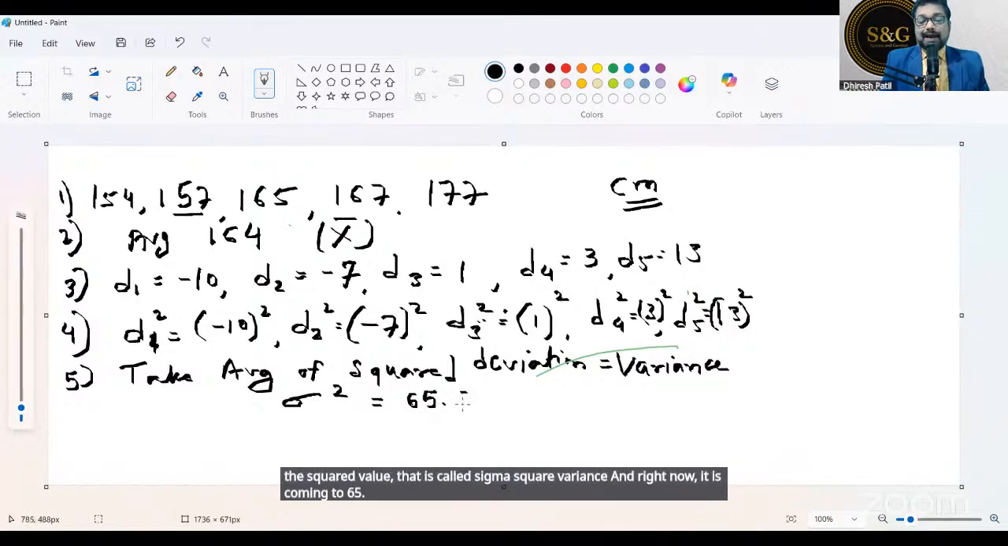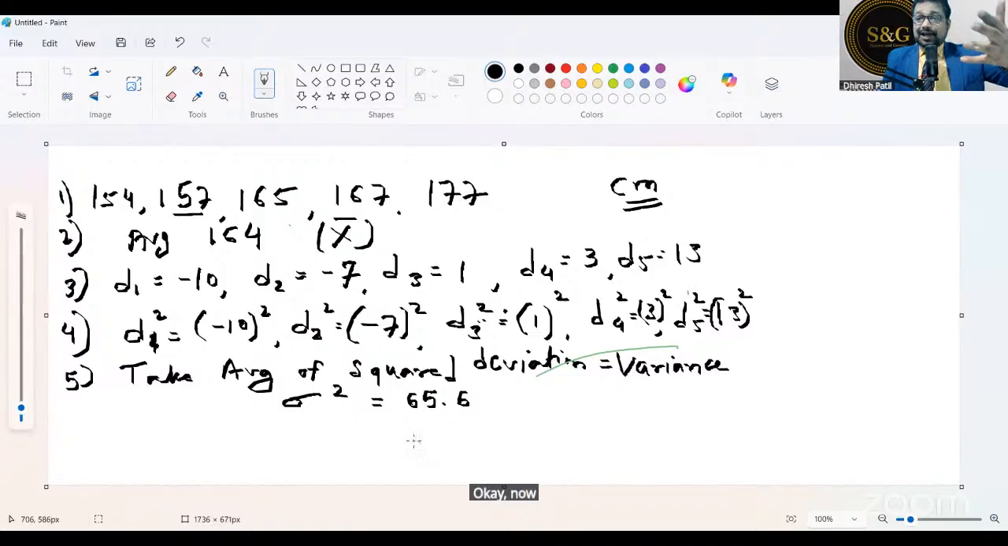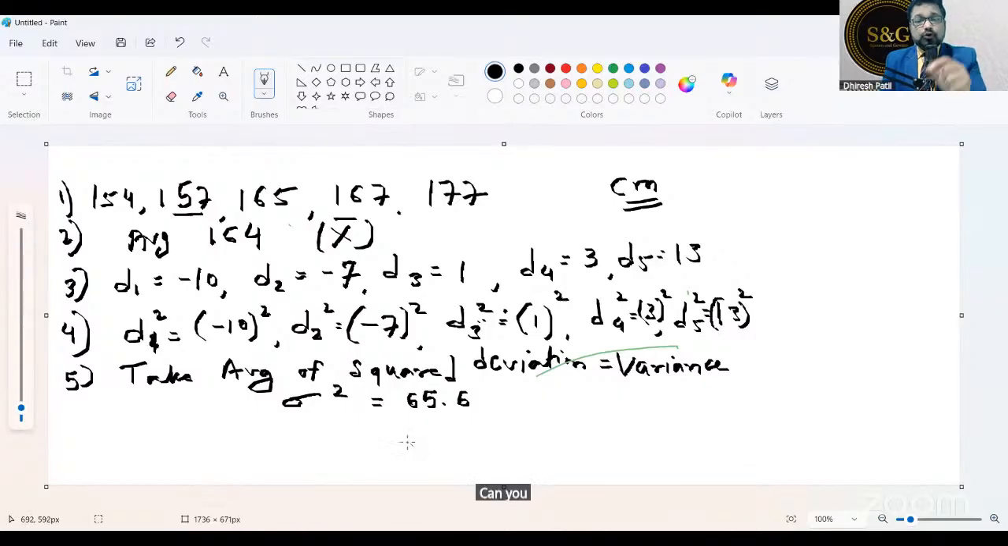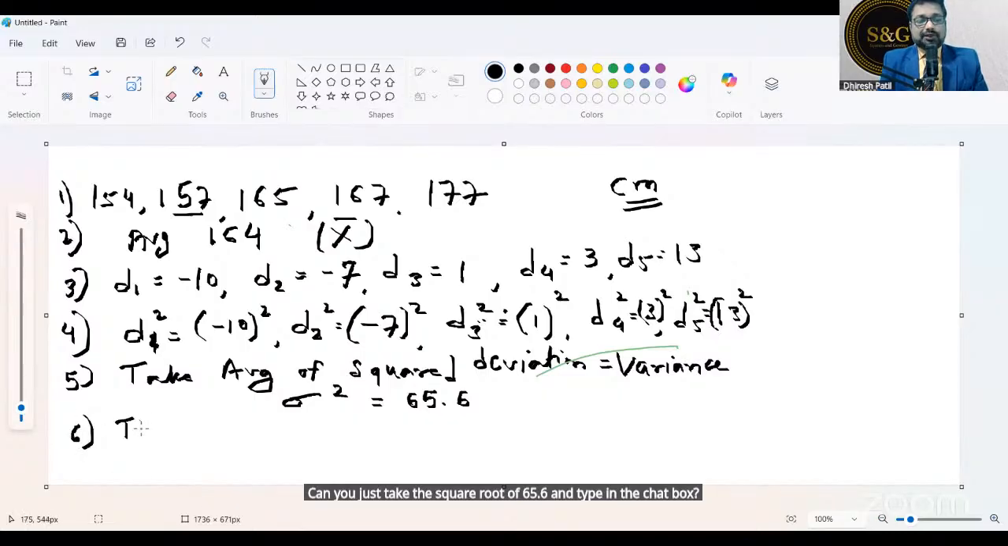Again, I'm going with the majority. I believe you guys are calculating and not copying each other's number. Okay. Now, because we have taken the squared value, now you have to take the square root of that value. Can you just take the square root of 65.6 and type in the chat box? Now you take square root of variance.